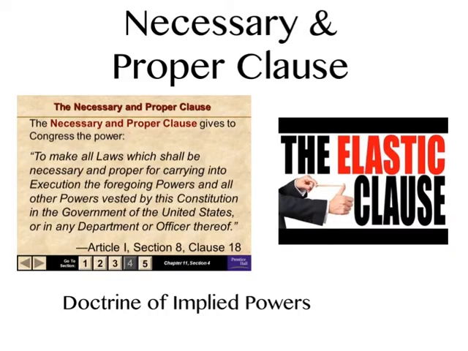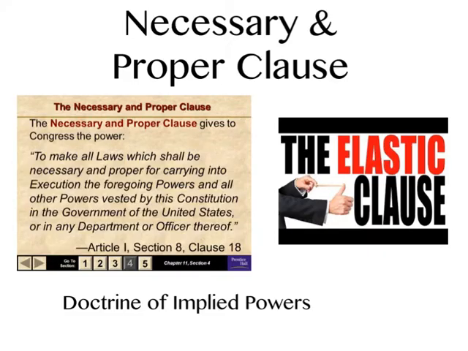The necessary and proper clause is really, really important. It's also, in many cases, known as the elastic clause, which you see this icon down there. And what that clause states is this: to make all laws which shall be necessary and proper for carrying into execution the foregoing powers and all other powers vested by this Constitution in the government of the United States or in any department or officer thereof.